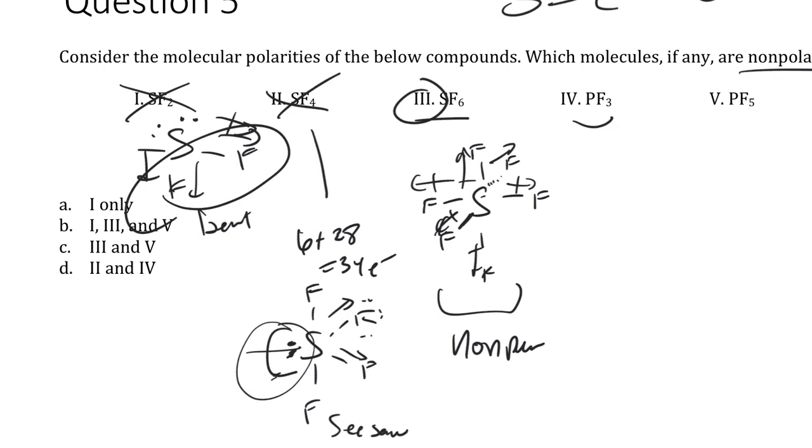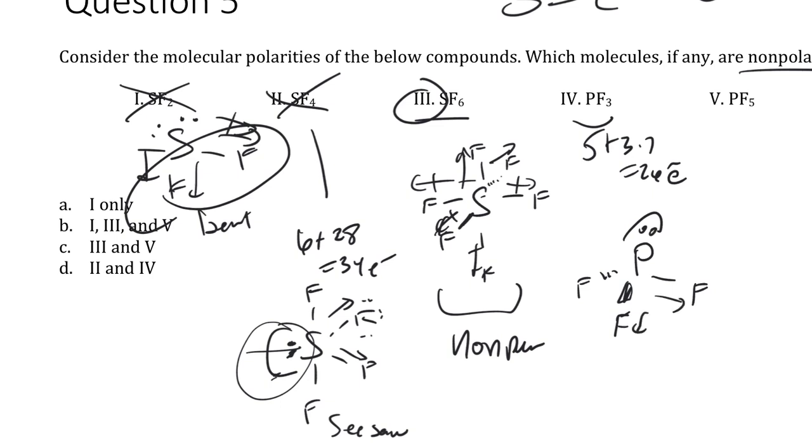PF3 is not going to be nonpolar because I have 5 plus 3 times 7, that's 26 electrons. So again, I'm going to have an electron pair on the central atom, so we have phosphorus. The fluorines here are going to adopt that trigonal bipyramidal geometry, with the electron pair. So this molecule is certainly going to have negative charge that's not canceled out by the electrons on top.